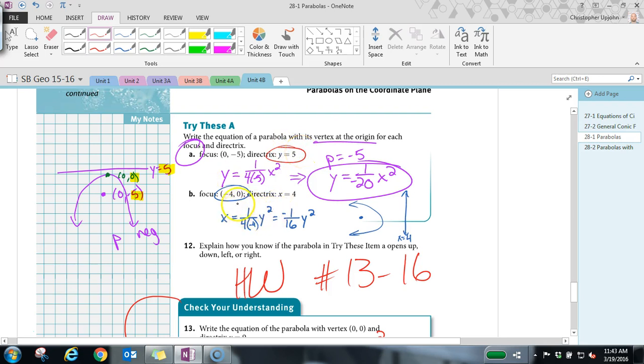Letter B, we switch it. We have a focus of negative 4, 0, and a directrix of x equals 4. So x equals 4 is a vertical line. Of course, for all of these, we set it up here, the vertex is the origin, and our focus is here. Our focus is always inside our parabola, so it's going to be going to the left, meaning our p is going to be negative. And we find the difference between x equals 4 and x equals 0, which is 4. And the difference from 0 to negative 4 is 4. So the p value is negative 4 because we're opening to the left. We just plug it into x equals 1 over 4 times p, y squared, and we have our equation.